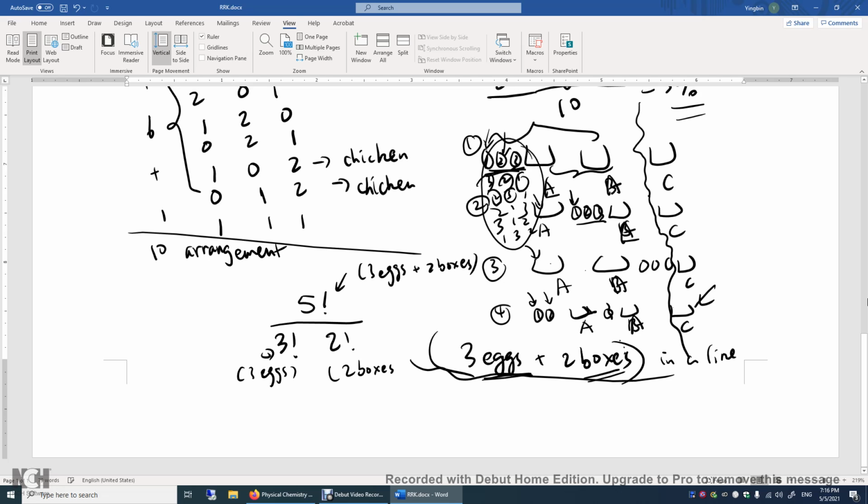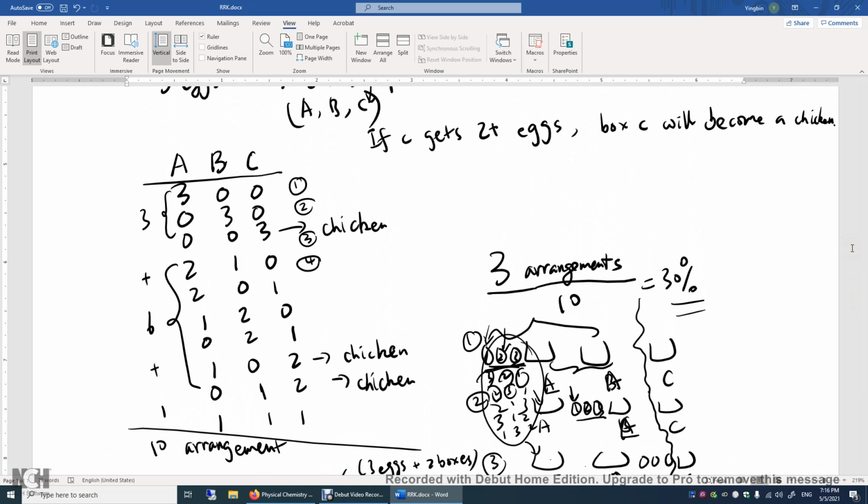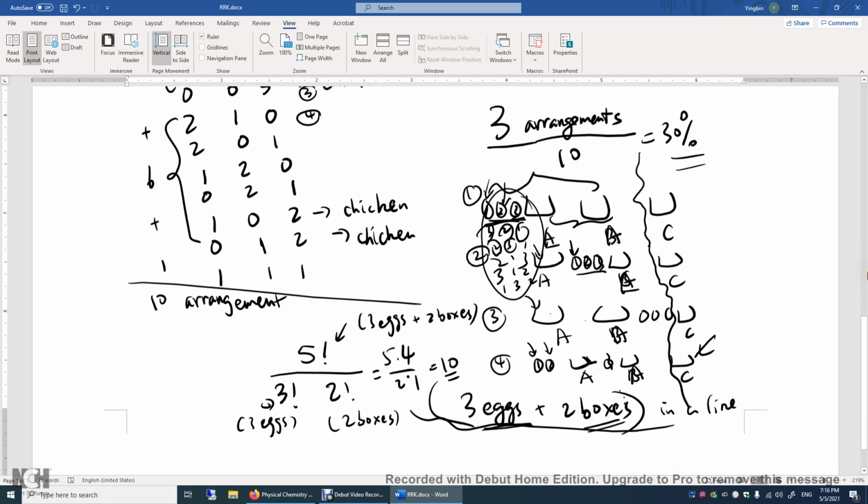All right, 2 boxes. And now we have the total number of arrangements. 5 factorial over 3 factorial is 5 times 4. And then 2 factorial is 2 times 1. Now we have 10 arrangements. Right? We have 10 arrangements. So if you look at the table here, yes, indeed, we have the 10 arrangements.